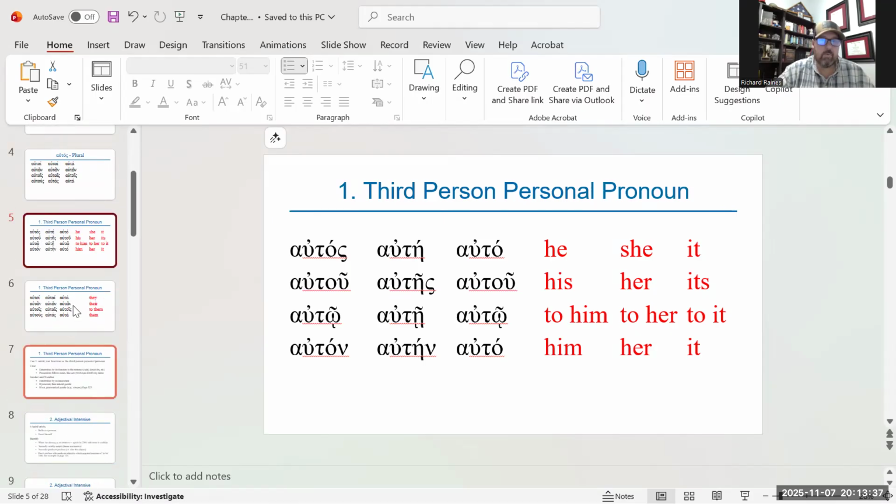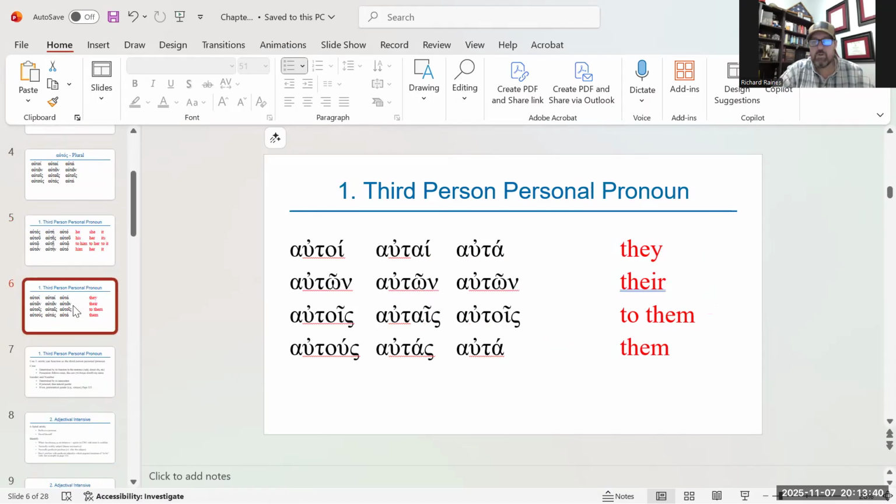That's your singular and plural. It's going to be translated just like you translate it in English. You can see the paradigm there for the plural, and it's just going to be in the nominative case, they, and there's not going to be a gender distinction in the plural. Nominative is going to be they, genitive, their, possessive, that's their house. And then autois, autais, and autois, which are for them, autous, autas, auta, them. So they, their, to them, and them.